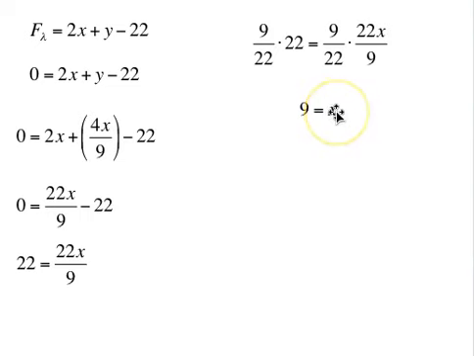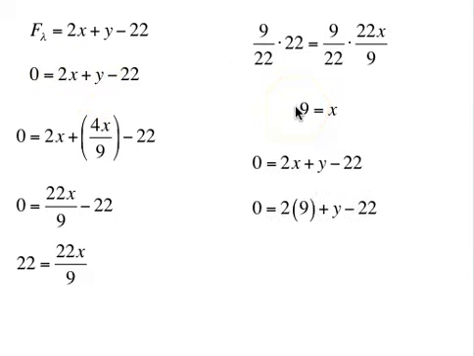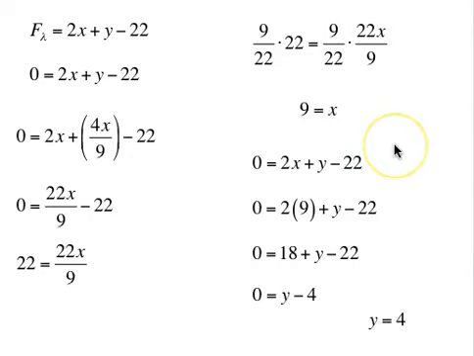So if I know x is 9, how do I find y? I plug the x is 9 into this equation. 2 times 9 plus y minus 22 is 0. 18 minus 22 plus y is 0. y minus 4 is 0. y is 4. So we found our optimal point. We have x is 9 and we have y is 4. That's the point we were looking for in our method of Lagrange multipliers.